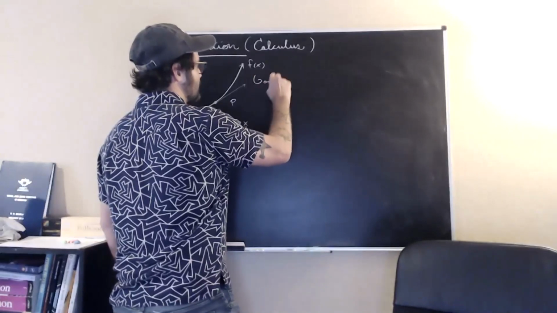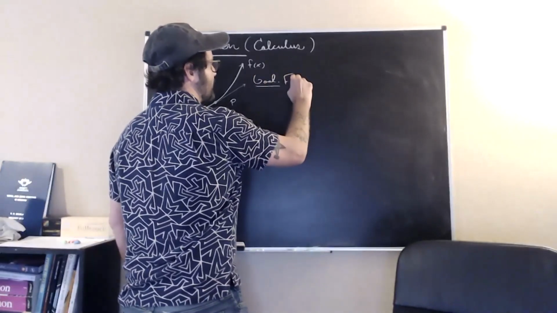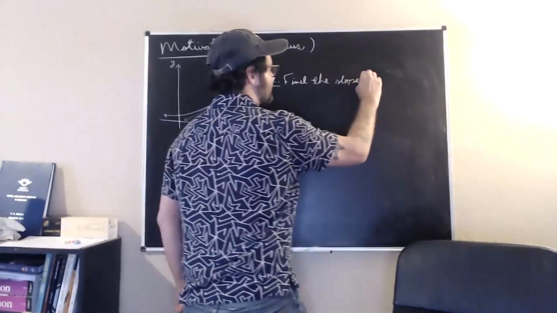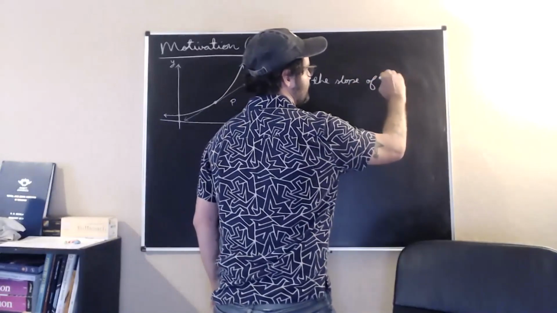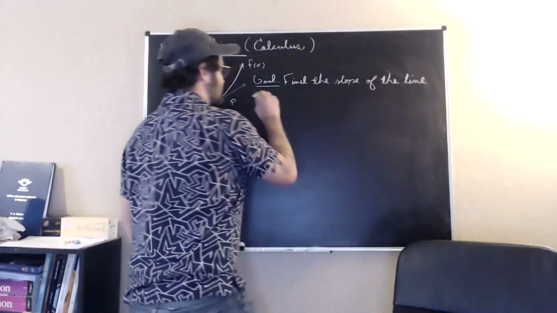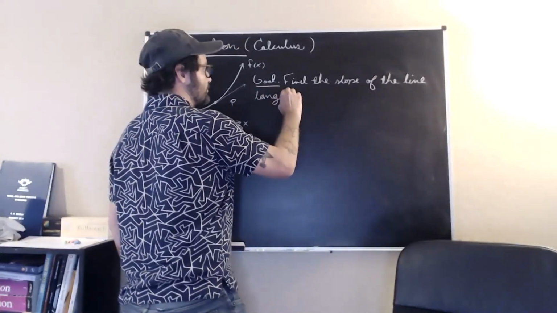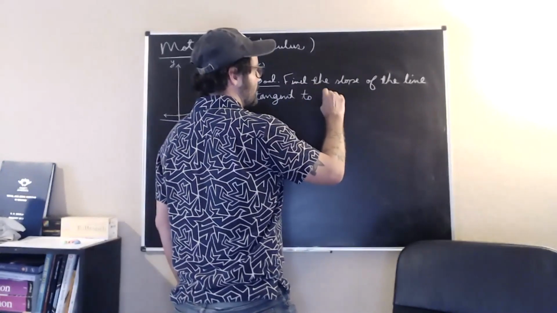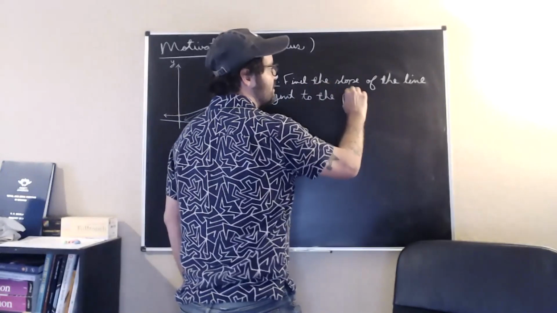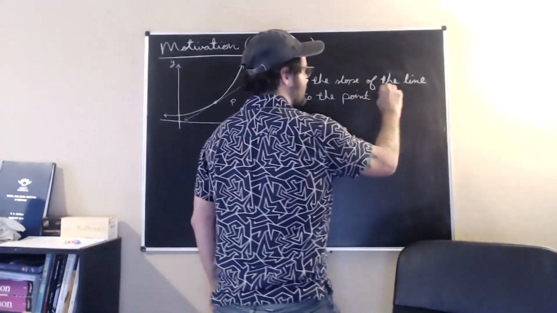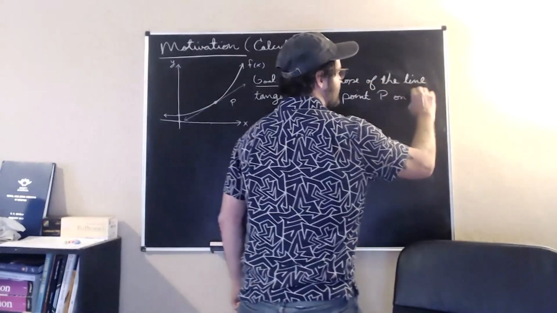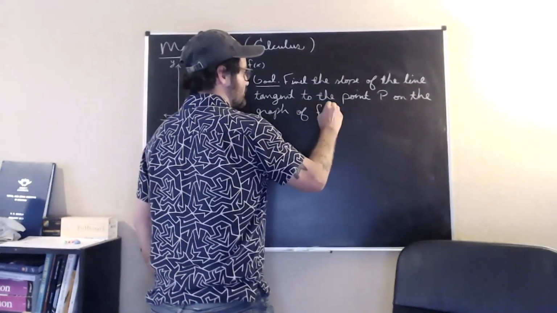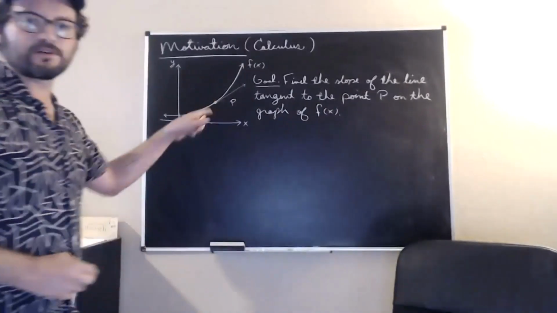The goal is to find the slope of the line tangent to the point P on the graph of f of x. That thing right there. That's our goal.